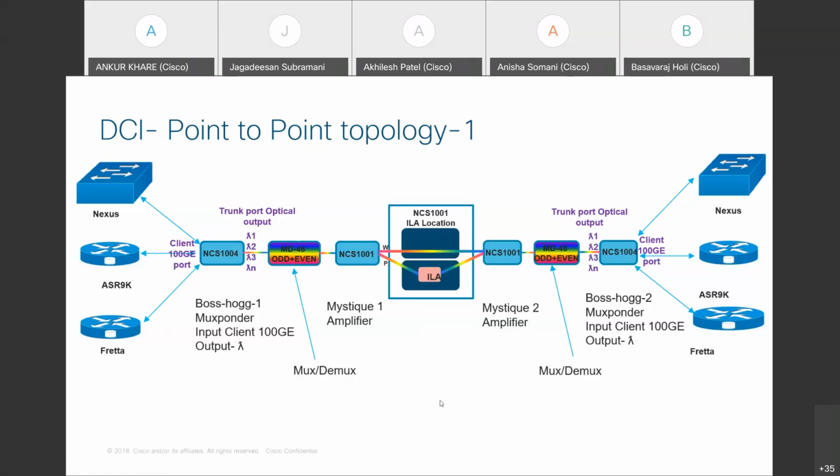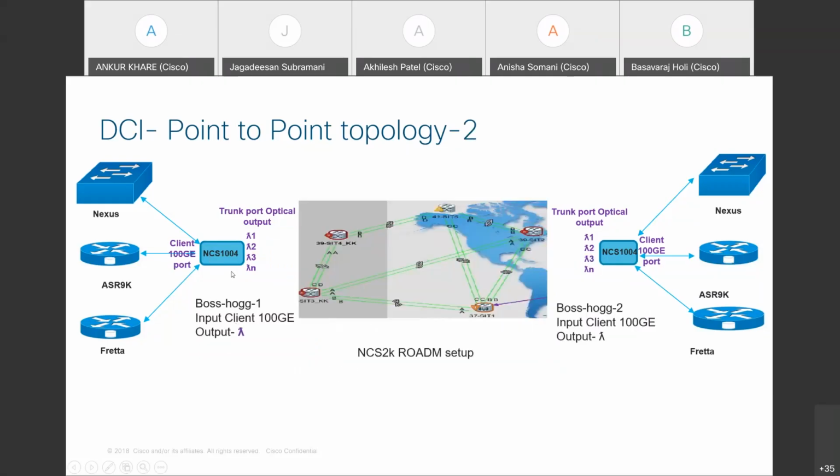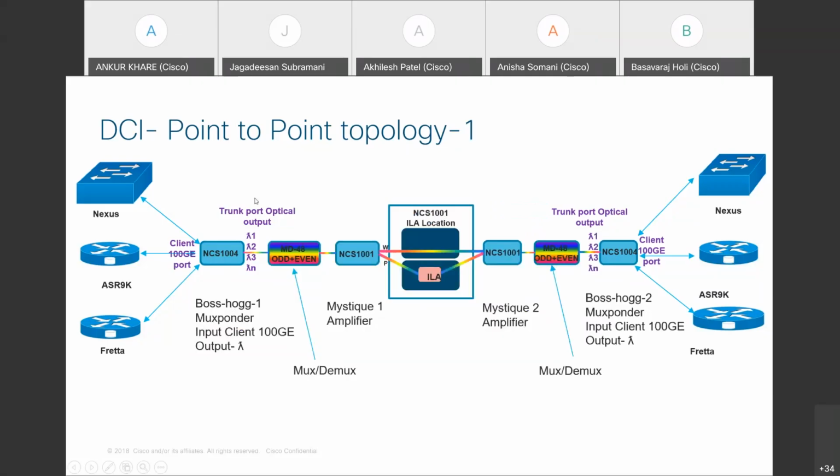When you see NCS 1004 here, it is nothing but a mux ponder. This is the first device from the optical side, a mux ponder, which takes the Ethernet input and gives an optical colored output, which you see as lambda 1, lambda 2. These are the wavelengths. So this is the first device, the mux ponder, that we will talk about.